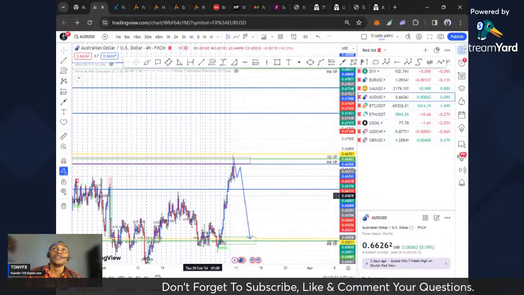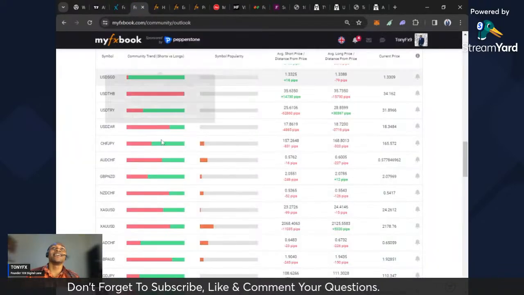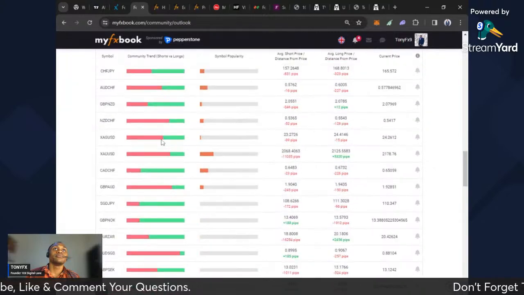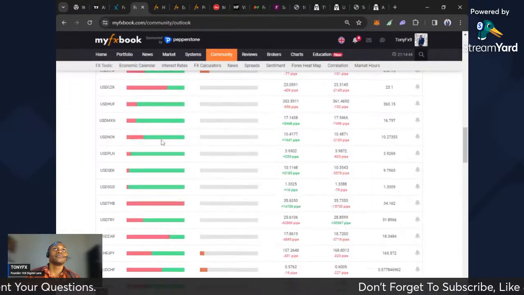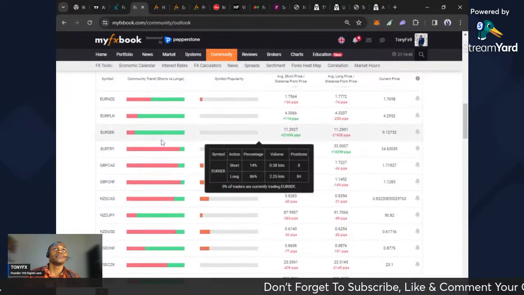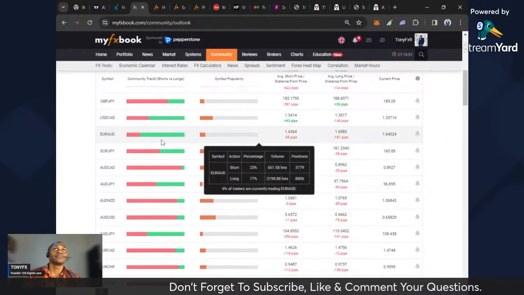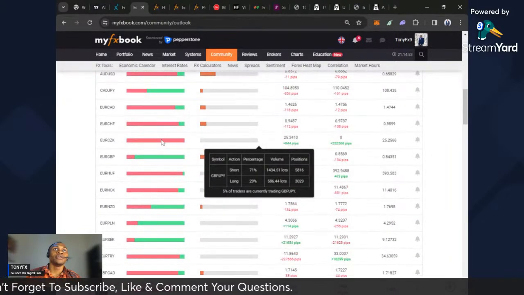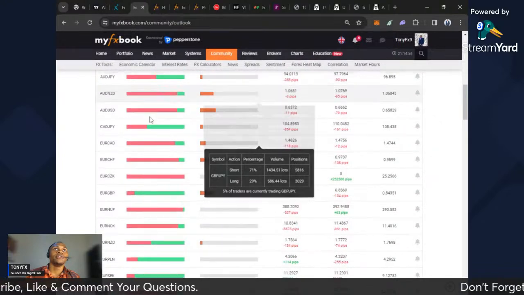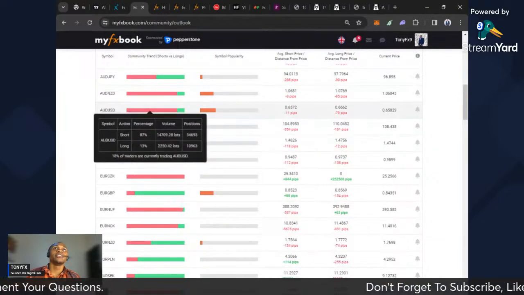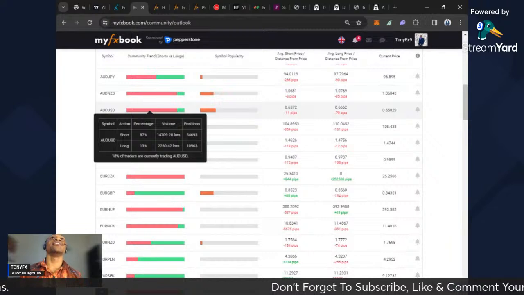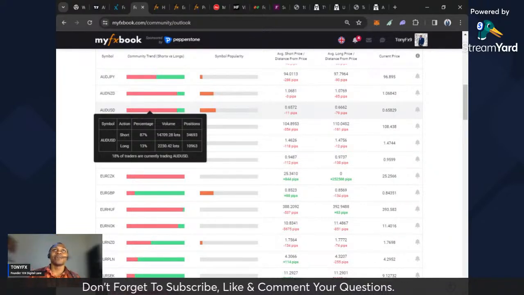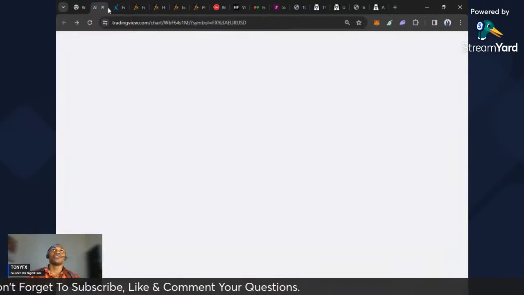So let's see what sentiment is saying for AUD USD. Okay, this is AUD USD. Short is saying 87%, long is saying 13%. So we're going with the short. That's what I see for AUD USD.